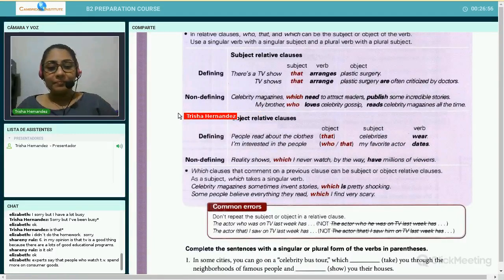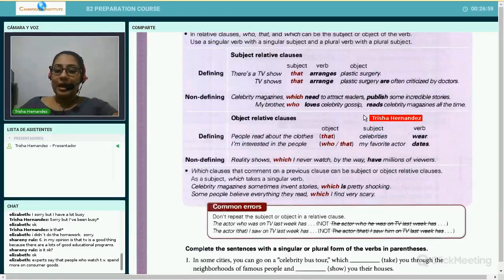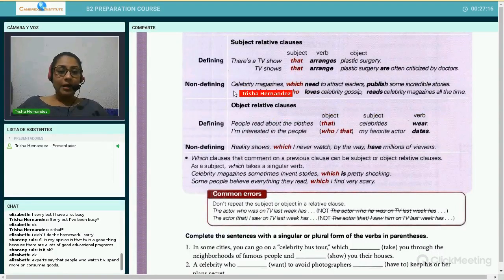And we have non-defining: celebrity magazines, which need to attract readers, publish some incredible stories. Celebrity magazines which need to attract readers publish some incredible stories. And the next example: my brother, who loves celebrity gossip, reads celebrity magazines all the time. Sorry, yes, I said non-defining. Sorry, girls, I'm so sorry. I'm really distracted. Okay, those are the examples for non-defining.